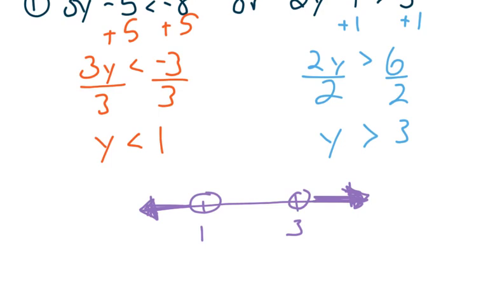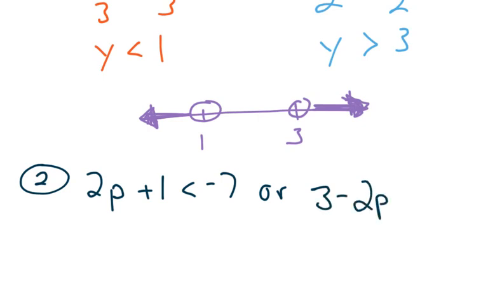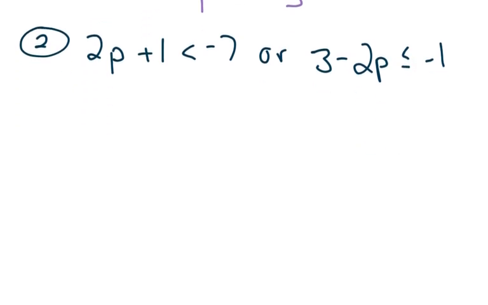Okay, so let's try one more here. Number 2, we're going to have 2p plus 1 is less than negative 7, or 3 minus 2p is less than or equal to negative 1. Now what you're going to notice is that your inequality signs point the same direction. Right now it doesn't seem like they would go in opposite directions, but if you look ahead, we're probably going to be dividing by a negative number right here, so that inequality sign will change directions.